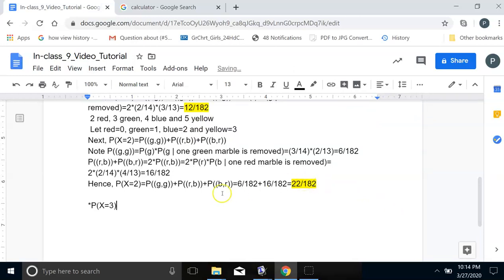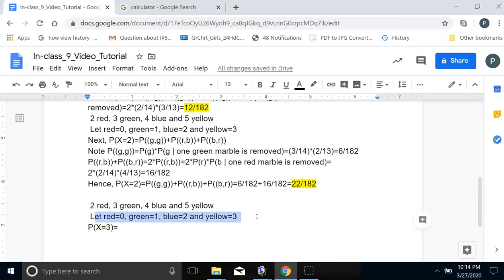So probability x is 3. So again, here's my marbles. Paste them down right here. So to get a 3, we're looking again at this line here. To get a 3, we could have a blue and a green. So we have probability blue and green plus probability of green and blue. So that would give me a 3 of those two.